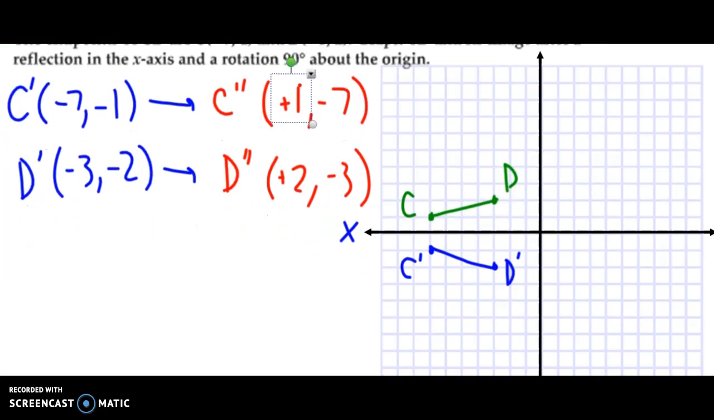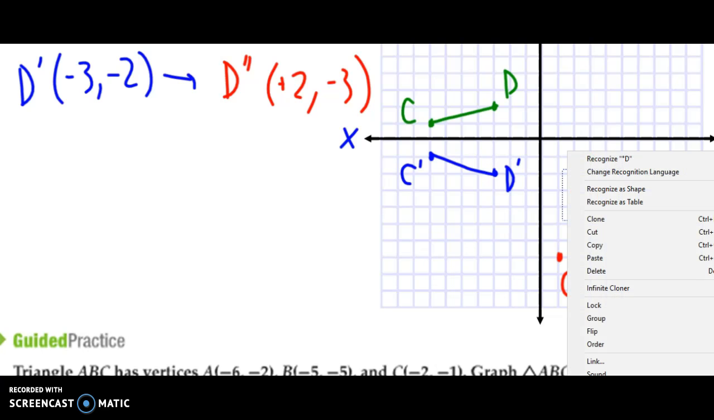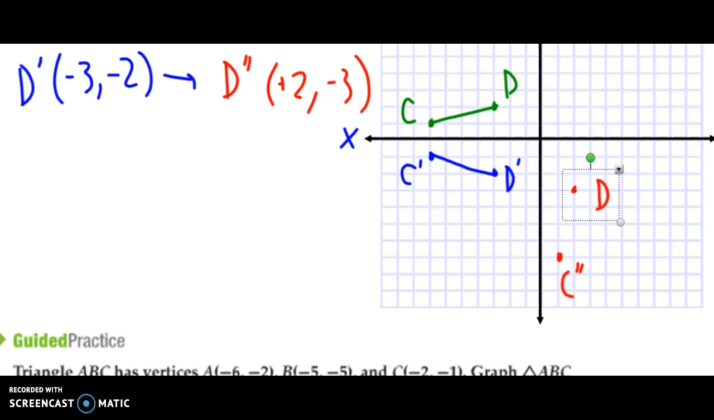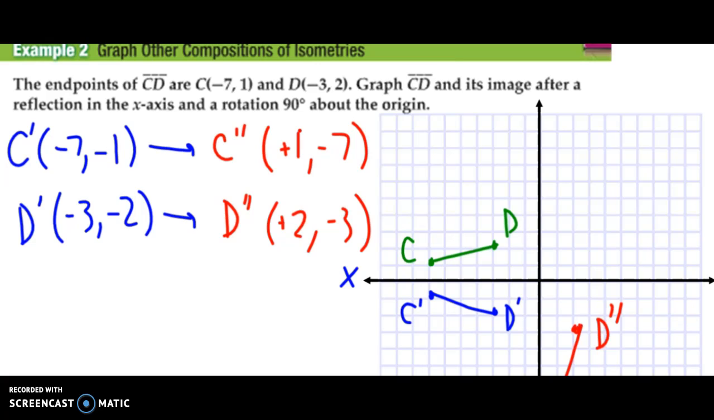I'll have to move my graph down to show that. Okay. +1, -1, 2, 3, 4, 5, 6, 7. Okay, so that's C double prime. And then the other one's going to be a +2, -3. So there's D double prime. Okay, so notice I went first by flipping over the x-axis, then rotating it 90 degrees. Okay, and that's all you're going to have to do for section 9.4.